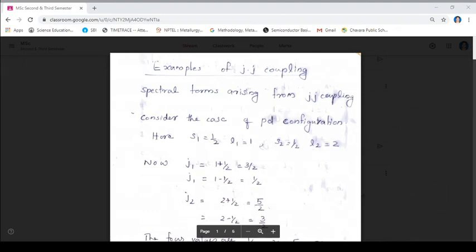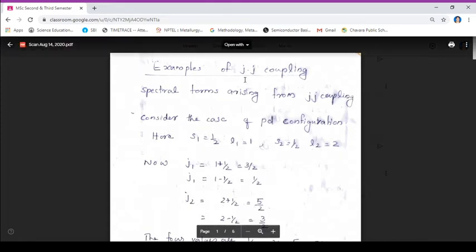Good morning, students. In today's class, we will see some examples of JJ coupling. Consider first the case of a PD configuration. One electron is in the P shell and the second electron is in the D shell. So here S1 is equal to half, L1 is equal to 1 for the P electron, S2 equal to half and L2 equal to 2. This is for the D electron.